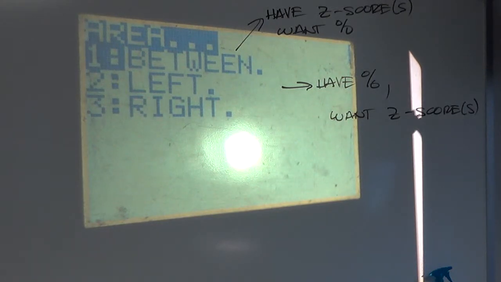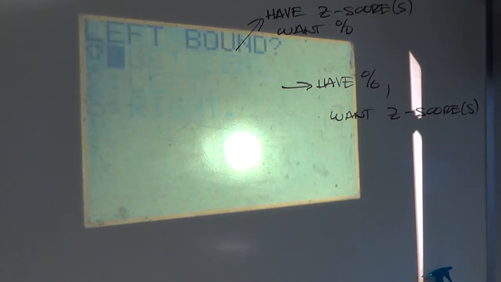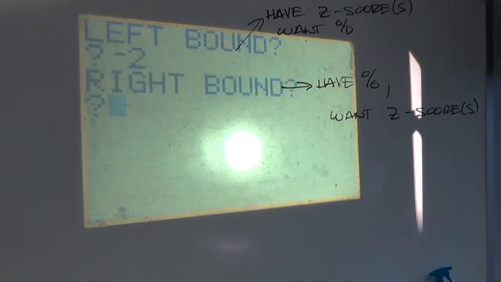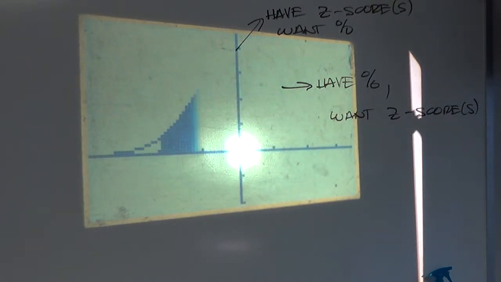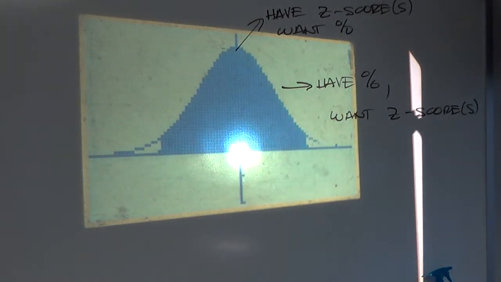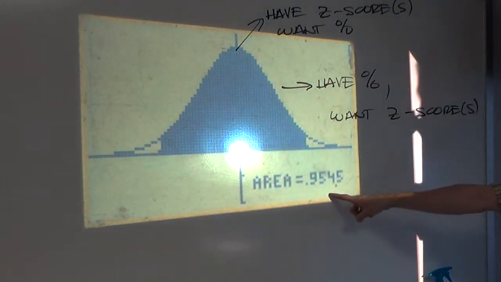So the first one we did was actually a throwback question, wasn't it? I said, what percent of the curve is between -2 and 2? So let's do a between problem first. Between, left bound would be -2. Right bound would be, you press enter each time, +2. Press enter. It's going to draw you a curve. It's going to shade it for you. And then it's going to tell you the area.